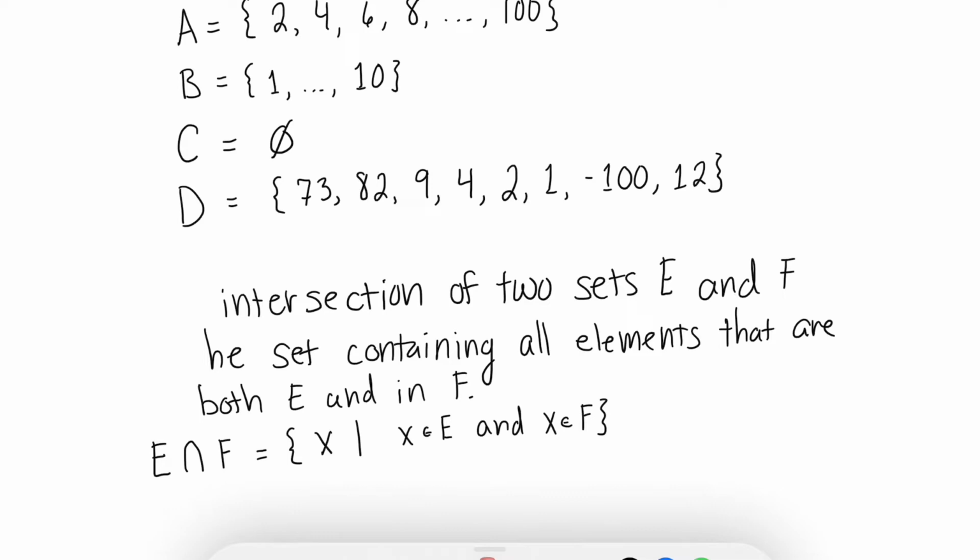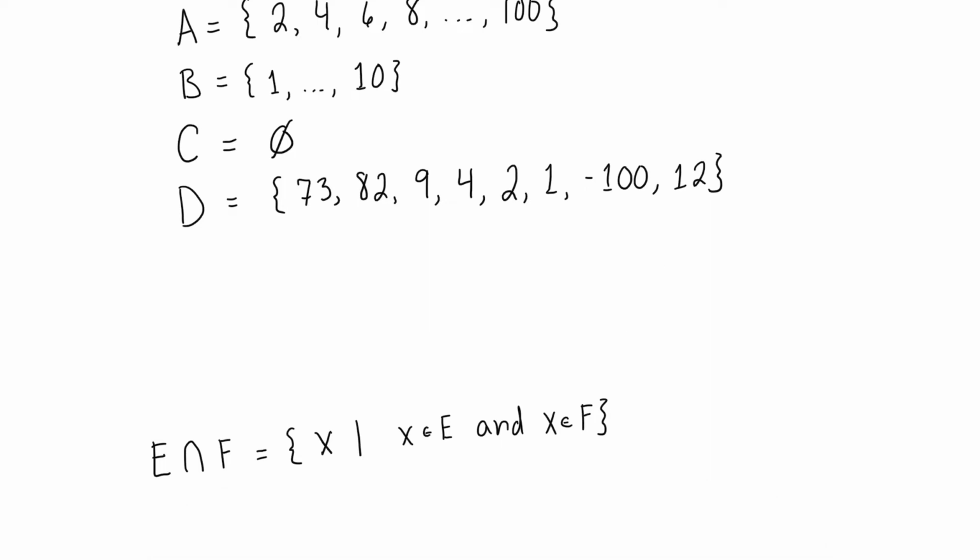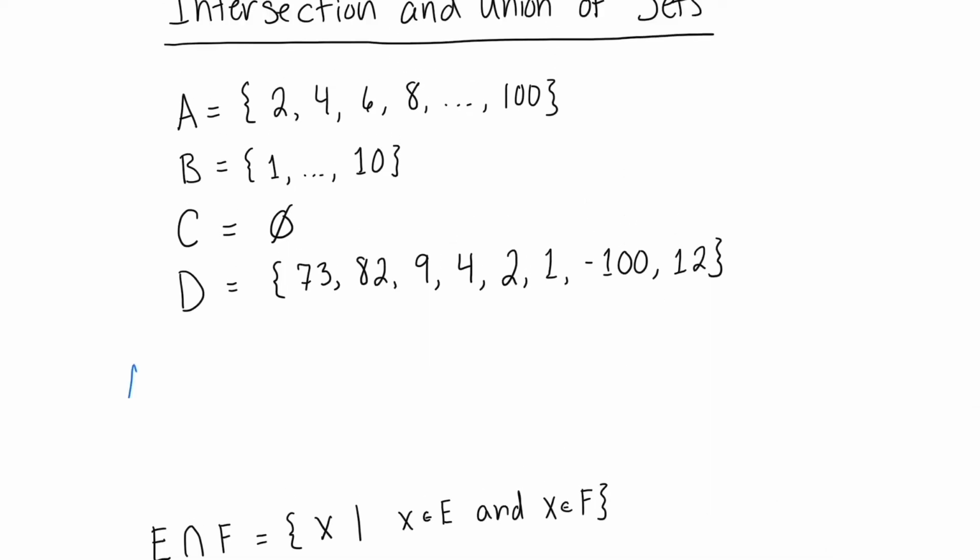So what I'm going to do is erase the non-symbolic definition, and I will do some examples in this space. Let's take A and B. A intersect B is the set of all elements that both A and B have in common. B has just the numbers 1 through 10, and A has all of the even integers between 2 and 100. The elements that they have in common then are 2, 4, 6, 8, and 10. By listing out the elements that A and B have in common, we have achieved the intersection of A and B.